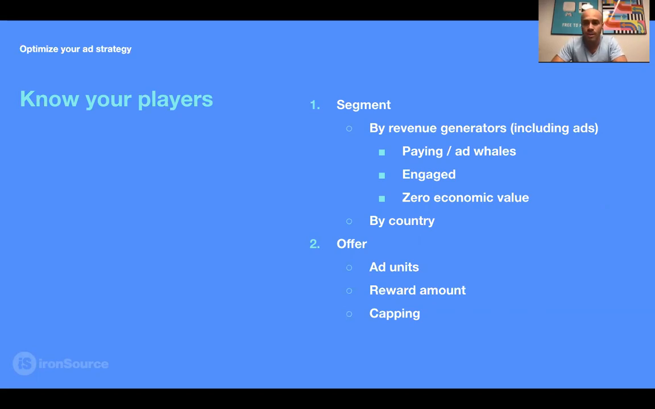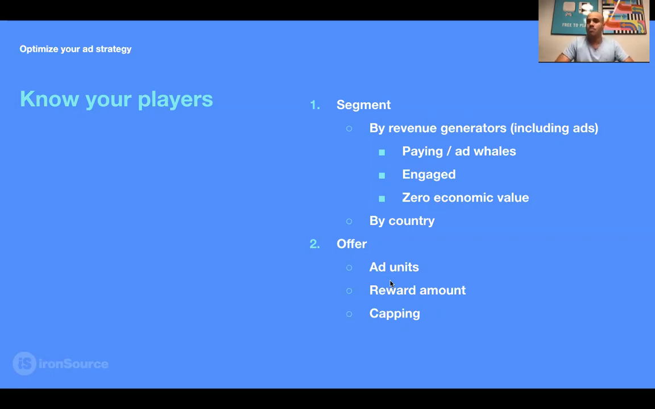It can be by country, right? Maybe in the United States, you don't want to have offer wall, but in India, when your IAP is very low, offer wall makes much more sense. It can be also by device or by millions of other KPIs to look at. But if you want to squeeze the lemon, you need to segment your users and you need to adjust your monetization strategy per segment. And for each segment, you can offer different ad units.